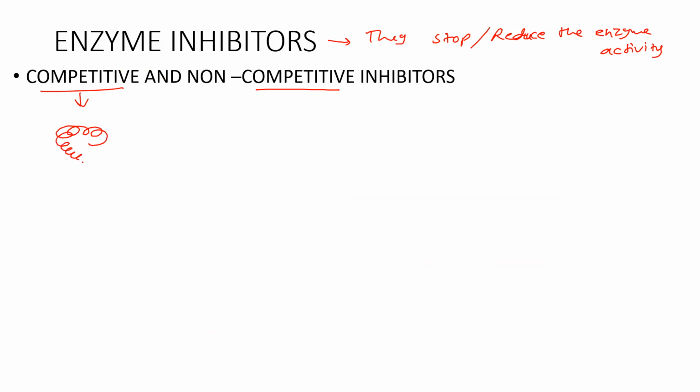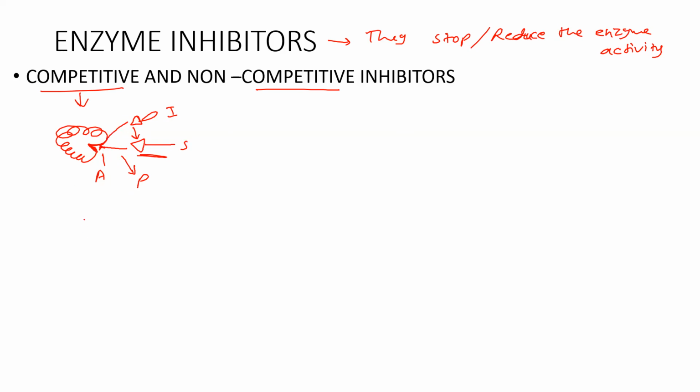Suppose this is an enzyme, and this is the active site of the enzyme. Here is the substrate. This substrate will fit into this active site and produce the product. Now here is an inhibitor. It resembles the shape of the substrate, so in place of the substrate, the inhibitor will fit into the active site.